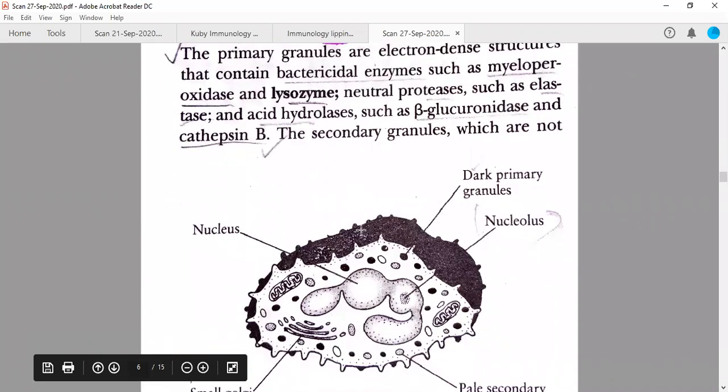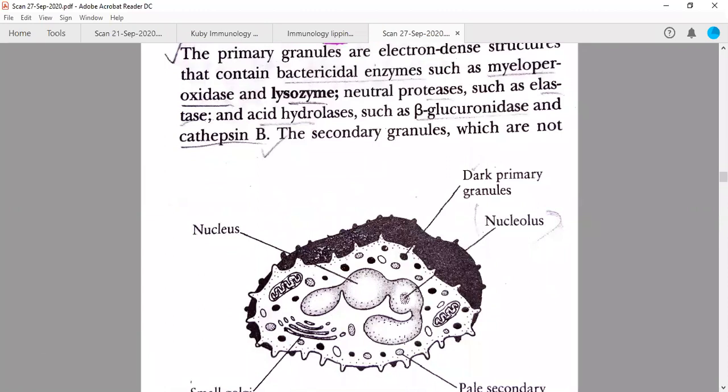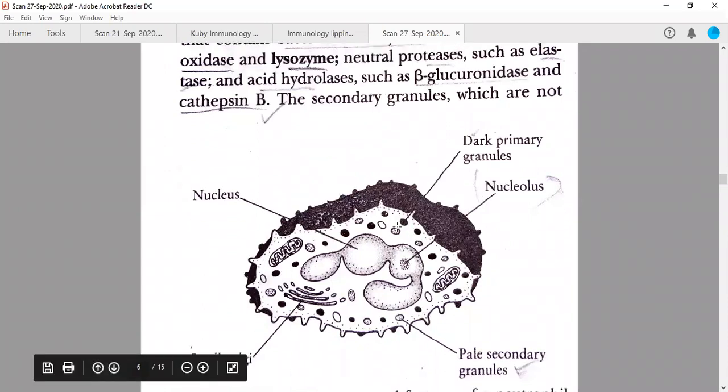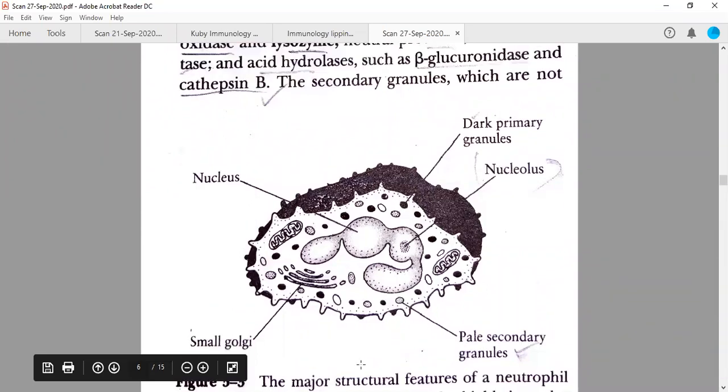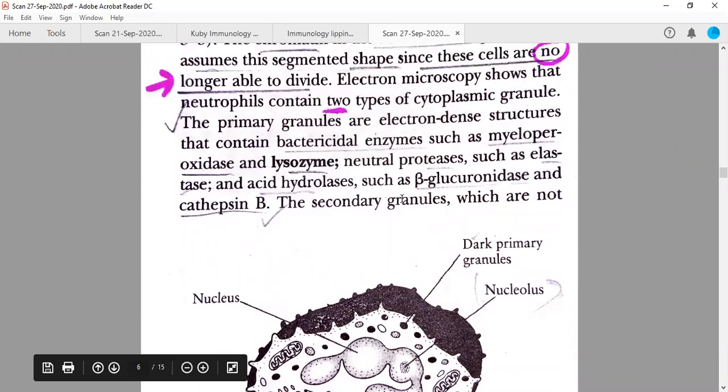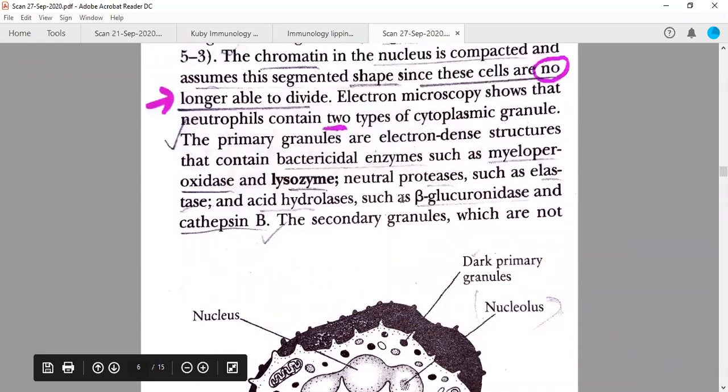So try to understand this. If you are able to see this one, there are two types of granules present in the cytoplasm. One is the dark primary granules. These are called primary granules. And there are some pale color secondary granules. These are lighter in color, but they're called secondary granules, right? They are different because they have different sets of enzymes.